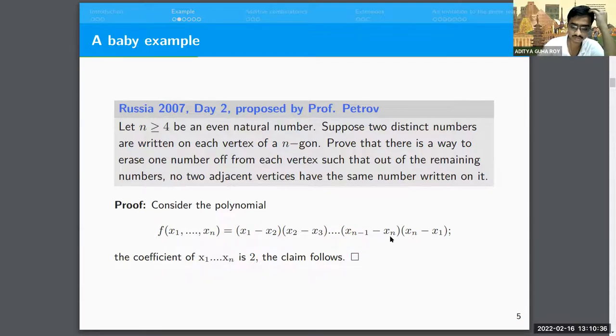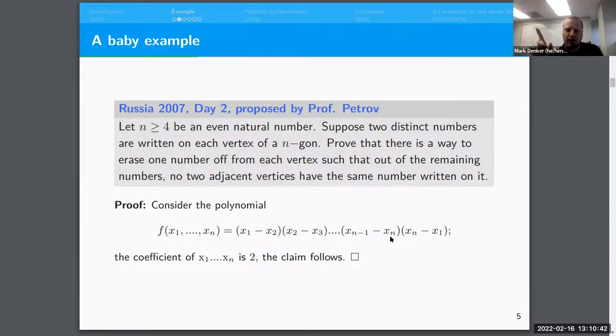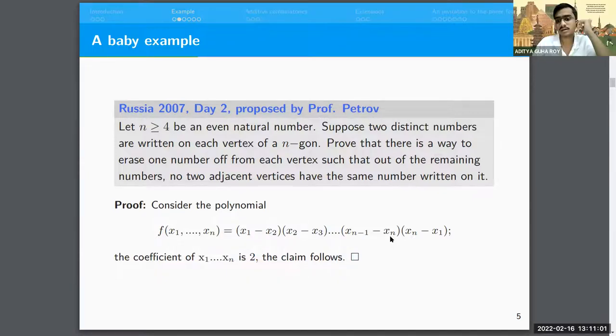All right. Quick question. I think I understand how combinatorial Nullstellensatz demonstrates that this is true. Why does it matter that the coefficient of x1 to xn is 2? Is it just non-zero that you're looking for, but 2 versus 1 is important?